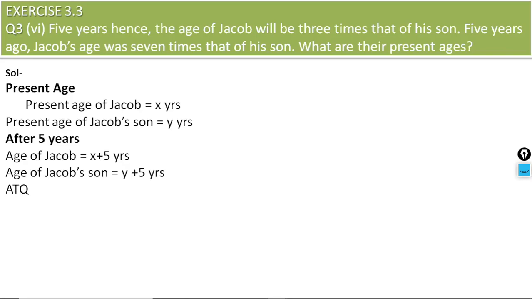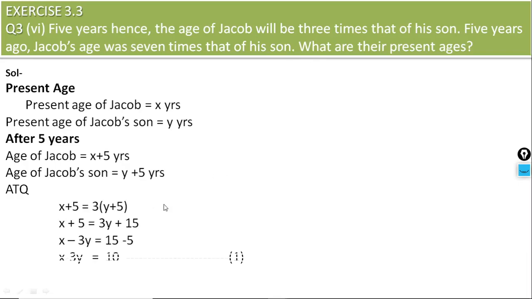According to the question statement given here, the age of Jacob will be x plus 5 equals 3 times y plus 5. By solving this we get the equation x minus 3y equals 10. In the second case the situation given is Jacob's age was 7 times that of his son. It is the situation given 5 years ago. So we have to move 5 years ago.